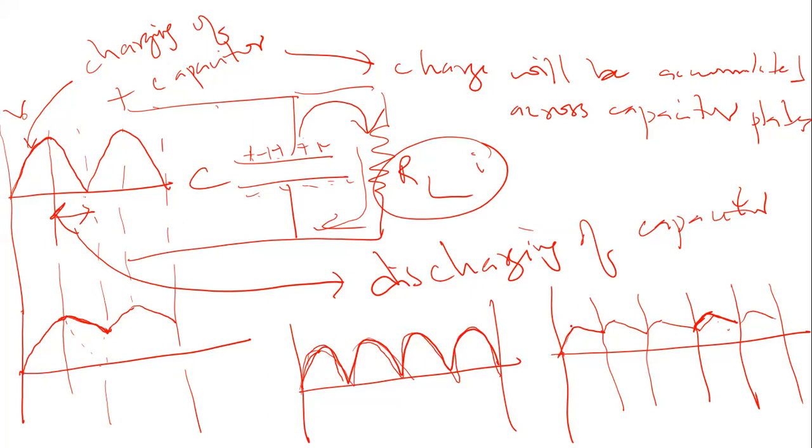Charging of the capacitor will take place, and then when it is about to fall down, it will discharge. So it will have a kind of waveform like this. So this is the waveform of the capacitor filter circuit.